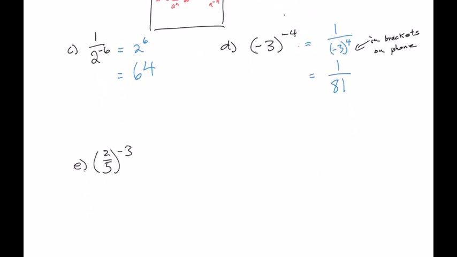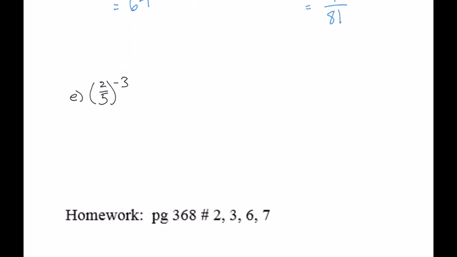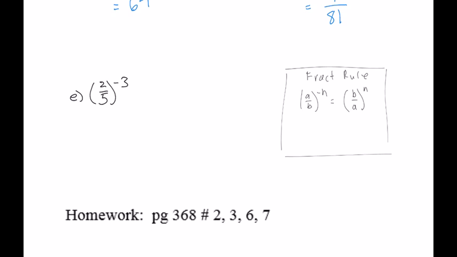Now, we're going to do this last question. We have 2 over 5 raised to the negative 3. And remember, this is what our rule was. This is the fraction rule, I'd call it. If I have a over b raised to the negative n, we flip the fraction to be b over a, remove the negative exponent, and then evaluate like before. So let's do that.